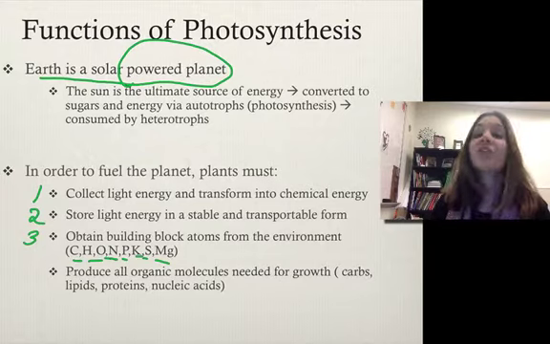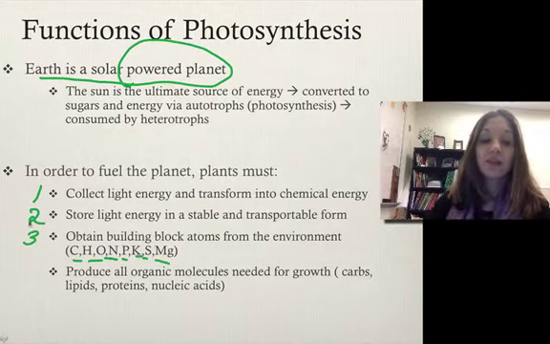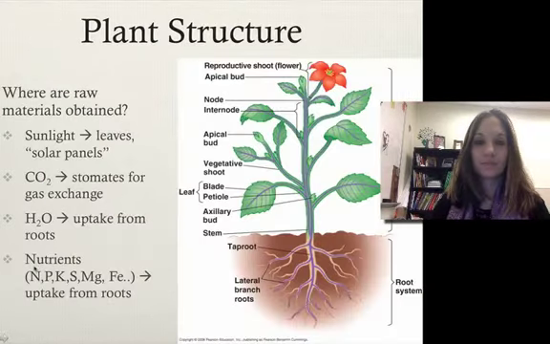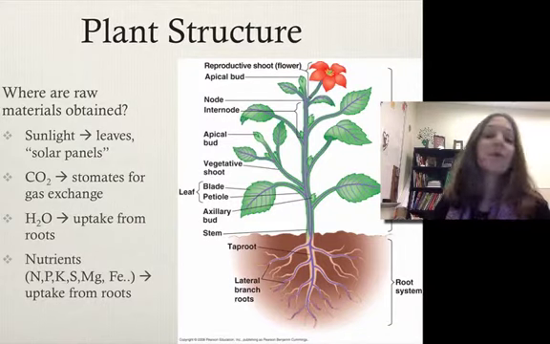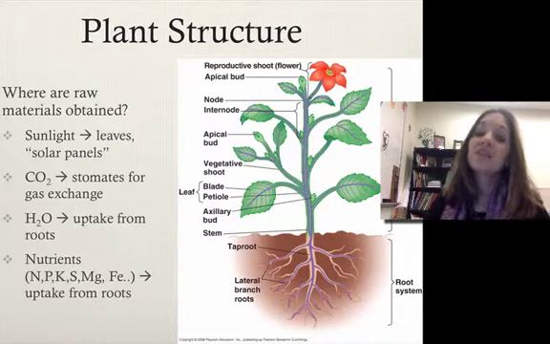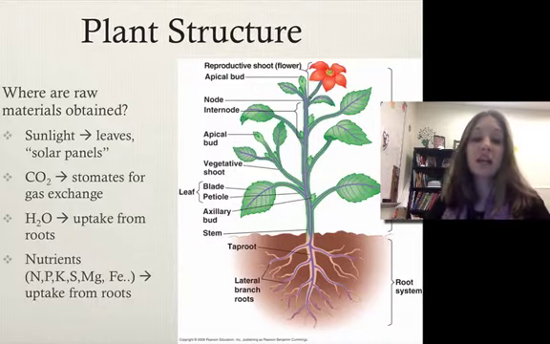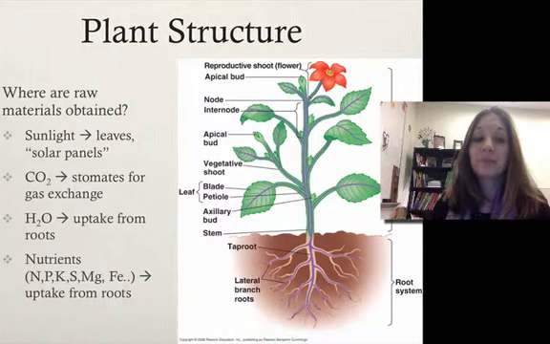They need to manufacture all the proteins, lipids, carbs, and nucleic acids that are necessary for them to continue on. Now, plant structure has evolved to support a number of different functions, and one of these is obtaining the materials from the environment that it needs to support photosynthesis. So let's look at some of the raw structures of this angiosperm in this example here.